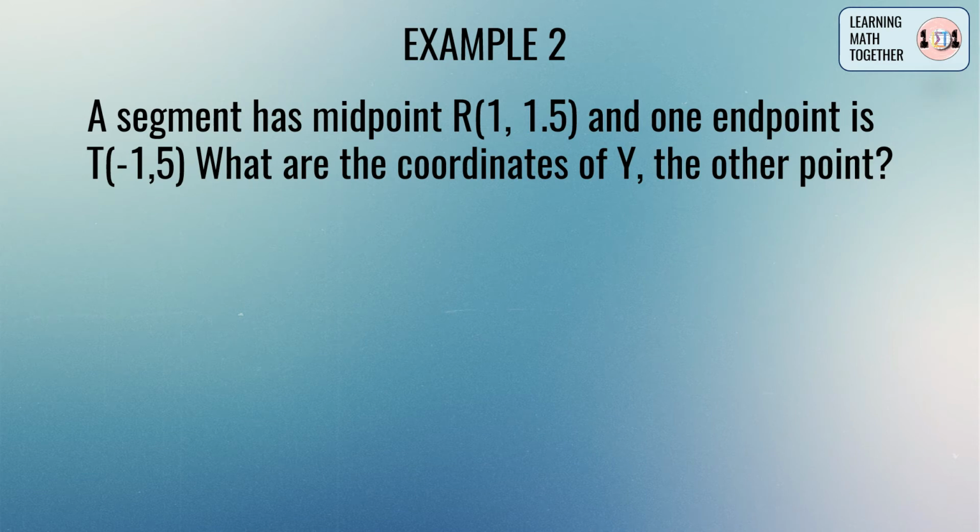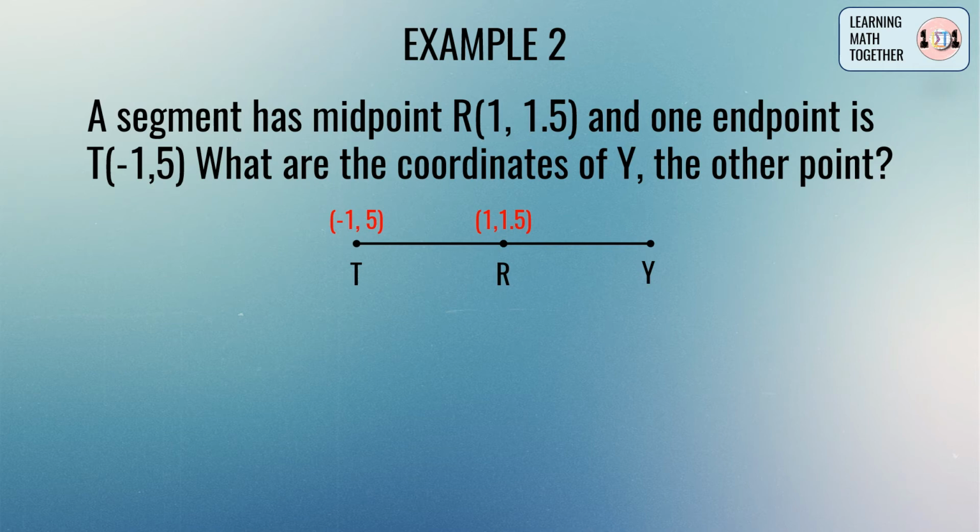We can do that by first visualizing how the points are placed on a line. Let's say we have 3 points on a line. Let's say this is T with the coordinates of -1 and 5. And since the midpoint is given, this will be R with the coordinates of 1 and 1.5. Now we will be identifying the other endpoint, which is Y. So we have to identify the coordinates of Y.